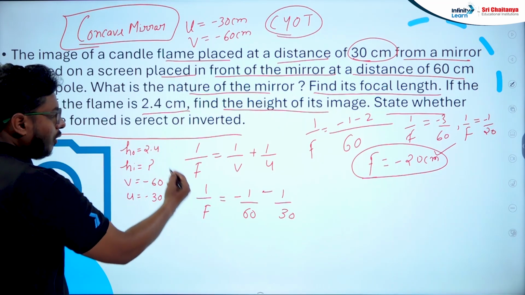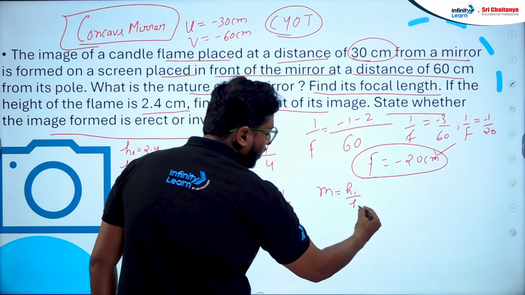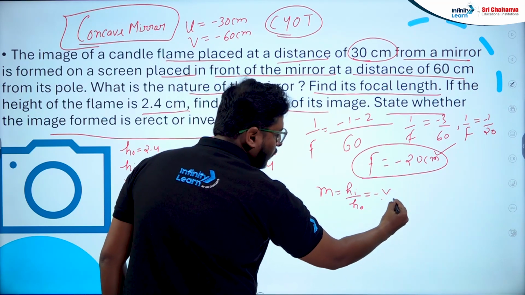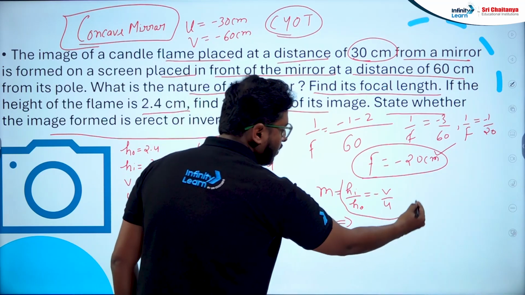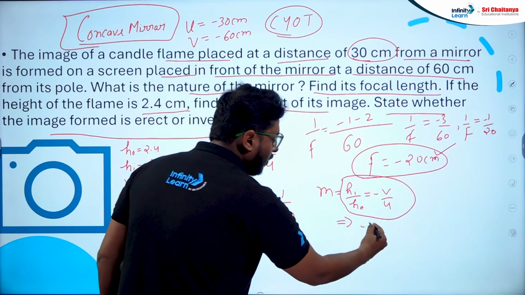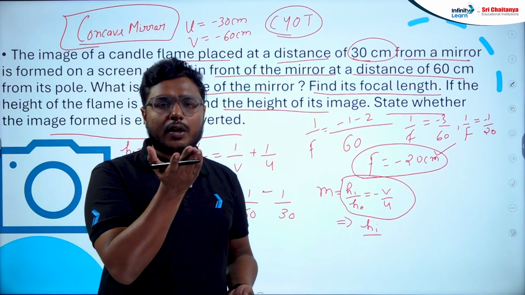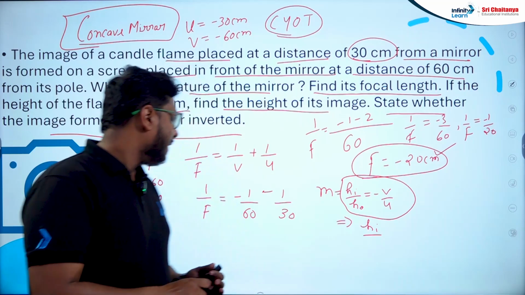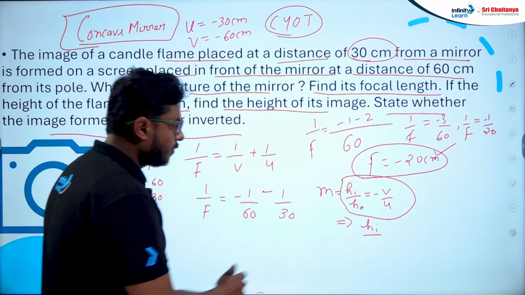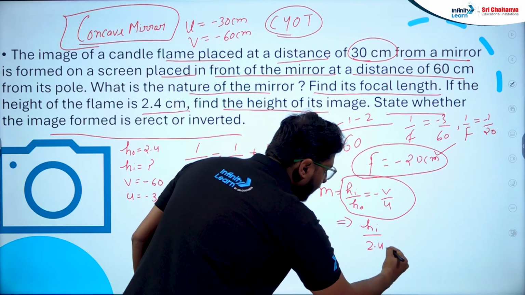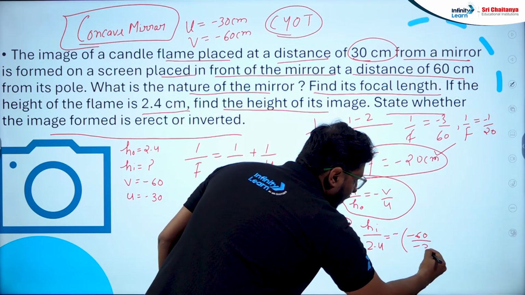So first of all, magnification, we all know that it is height of image divided by height of object, which is also equal to minus v by u. Height of image is not given here, we need to calculate it. Definitely the object is always placed on the upside of the principal axis, above the principal axis. So height of object is given 2.4 and the unit is centimeter. Then it is fine. So h' upon 2.4 is equal to minus 60 divided by minus 30.